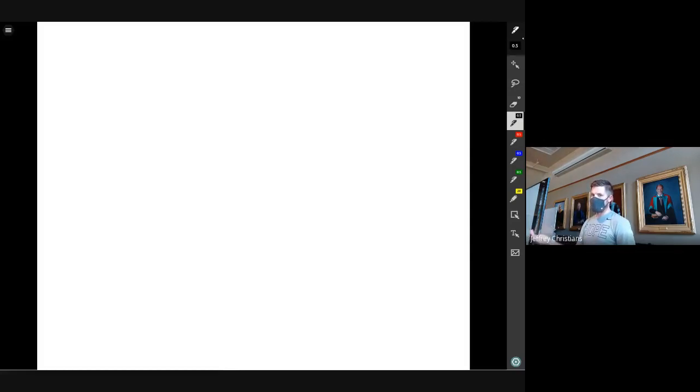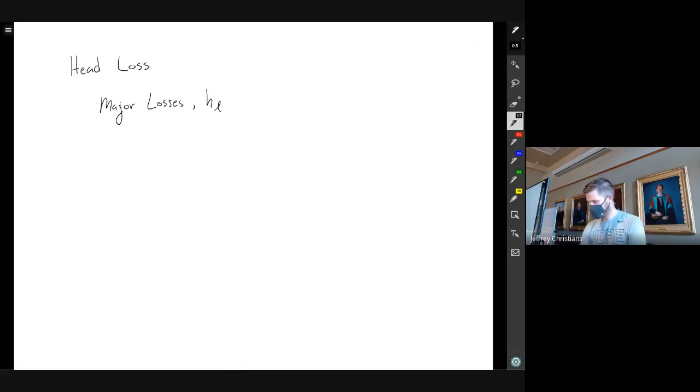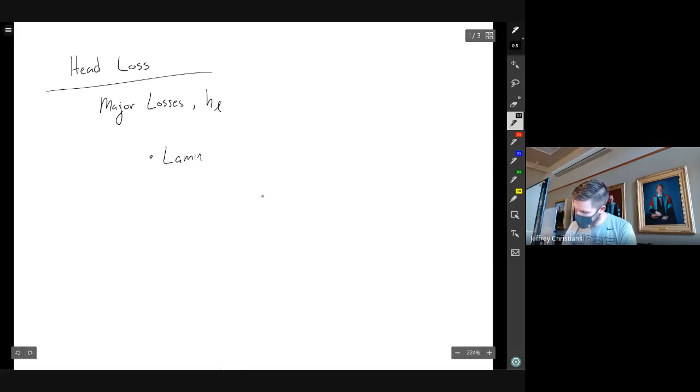What we're going to look at today, like I said, is briefly how we can calculate head loss in different types of flow. What we looked at last time were what we called major losses, or HL, if we have a laminar flow, pipe.